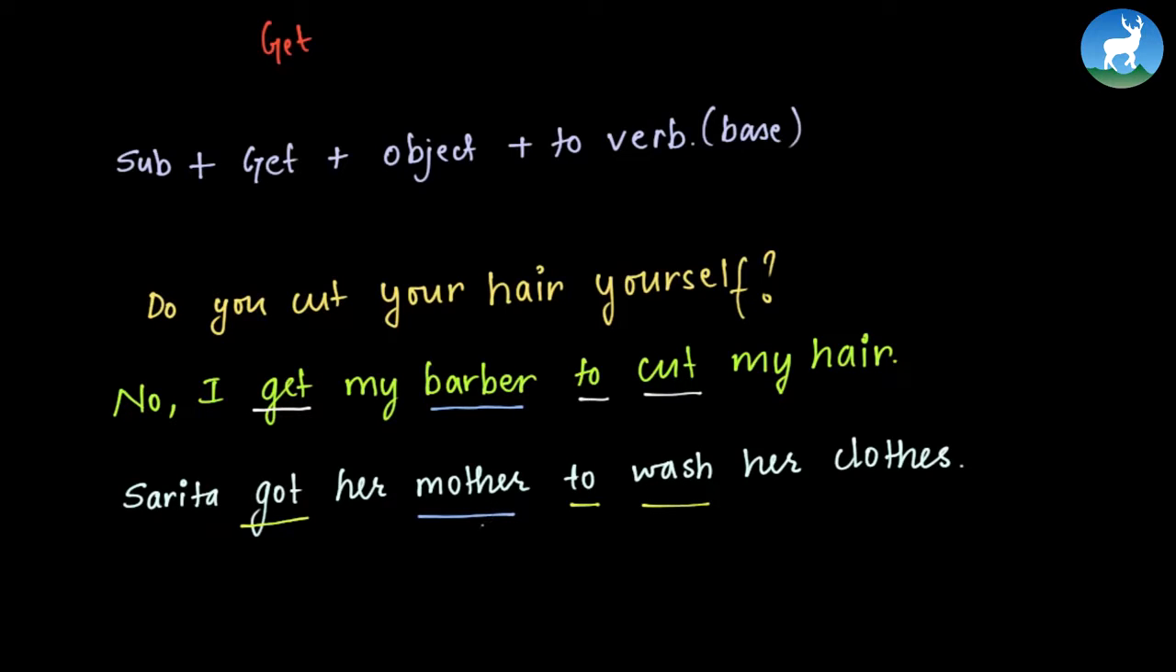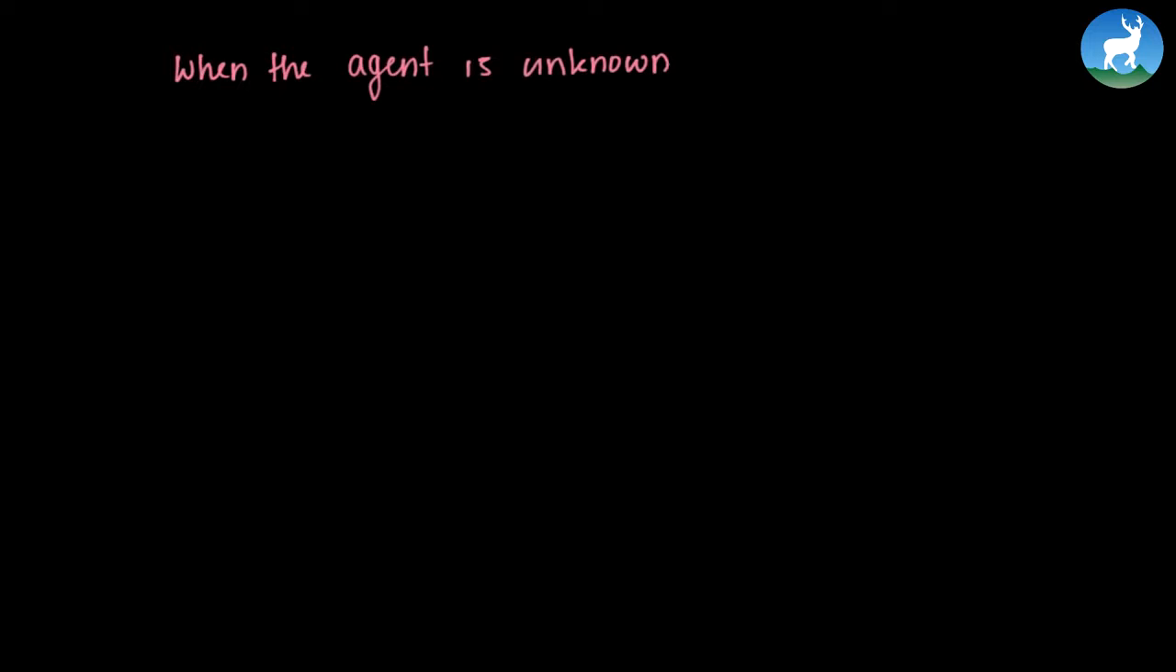If we don't have the agent in a sentence, do we still follow the same structure, that subject plus get plus object plus to base verb? No, we don't. Now let's look at the use of get when the agent is unknown. So when the agent is unknown, the sentence structure becomes get plus object plus the past participle form.